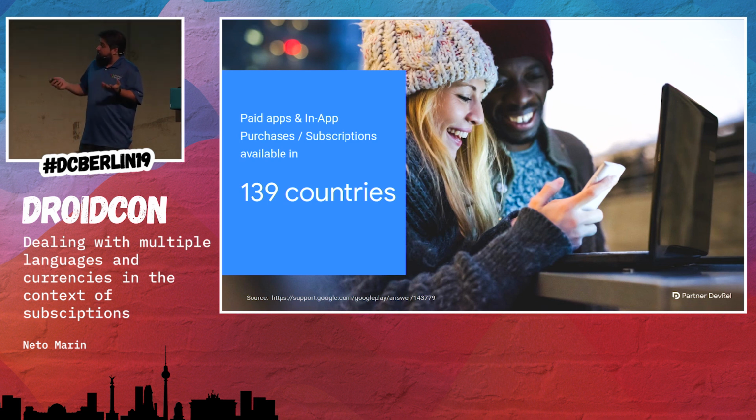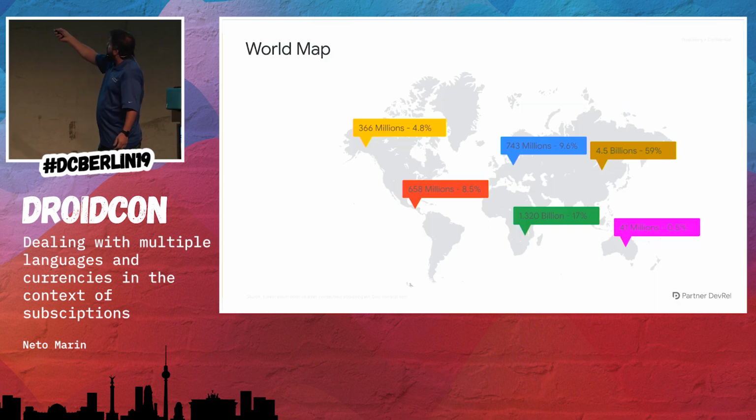And so, just to give some context: North America has 366 million people, and Latin America and Central America have 658 million. Of course, Asia is one of the biggest, because you have India there, so you have 1 billion people in a single country. And Asia is about 4.5 billion, 59% of the population is there.